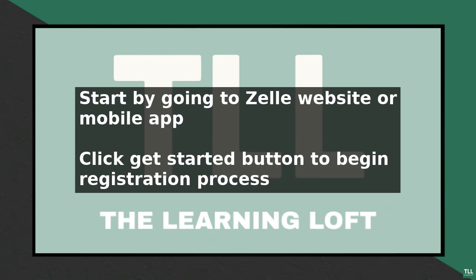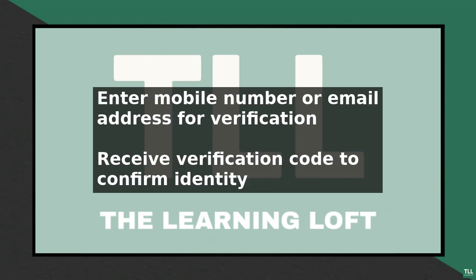Once verified, you will be prompted to select your bank or credit union from the list of participating institutions. If your bank is not listed, you can still use Zelle by downloading the Zelle app and enrolling with a Visa or MasterCard debit card. You will need to provide some basic information, including your name and address, to create your profile. After completing the registration process, you will be able to send and receive money using Zelle.